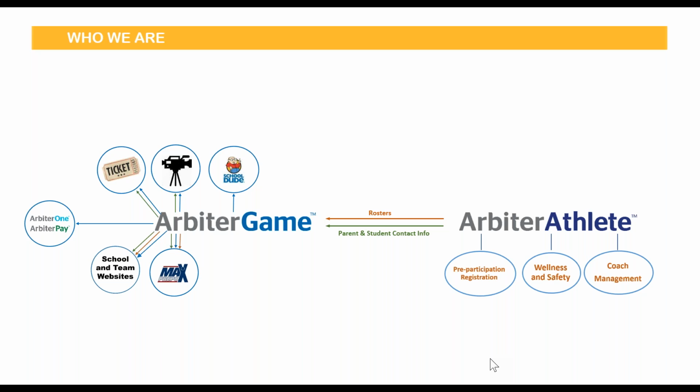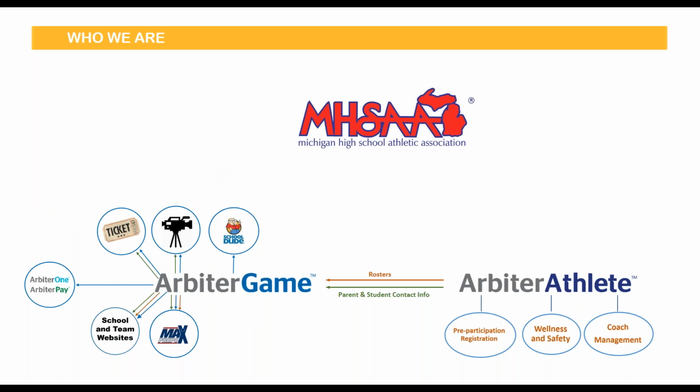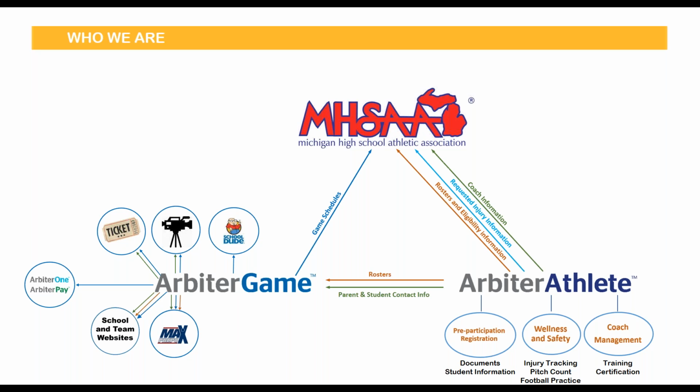And then we'll show you an example of how it also communicates this to the state office. In fact, you'll be able to see, for example, our Michigan High School Athletic Association, that's the state office there. You'll see that Arbiter Game will send that information to them, as well as Arbiter Athlete sending our rosters and eligibility. It's going to send our injured information and our coaching information for us.